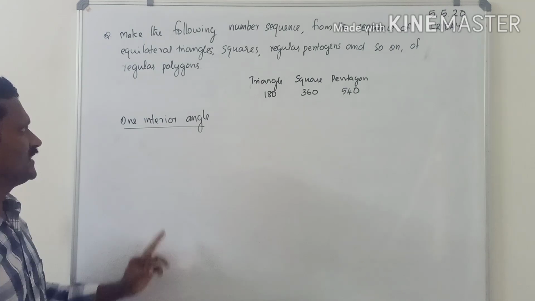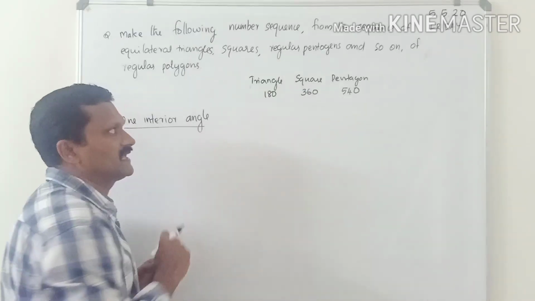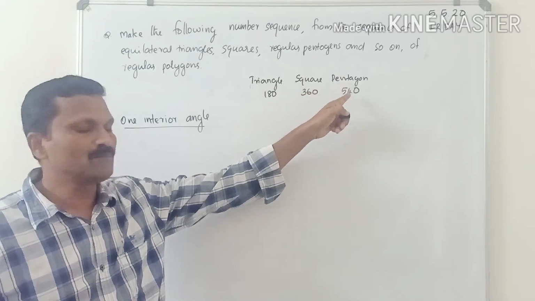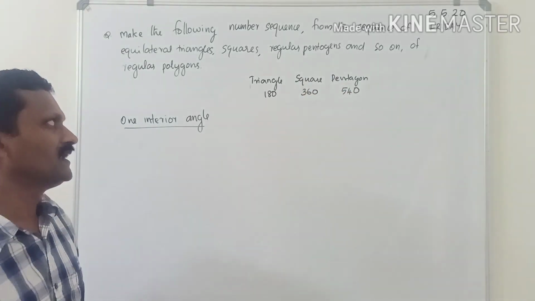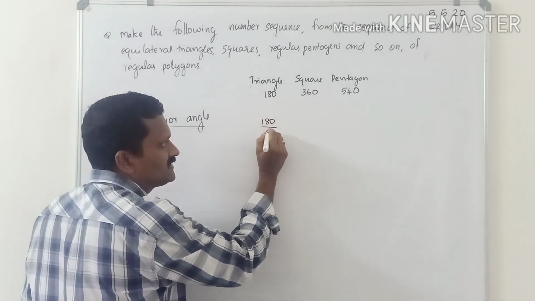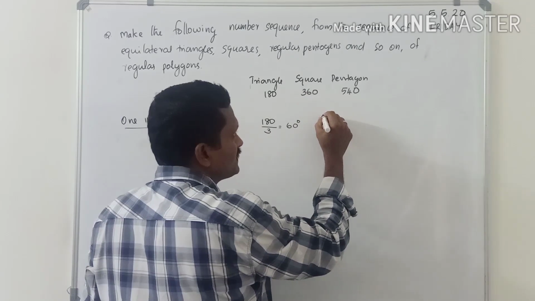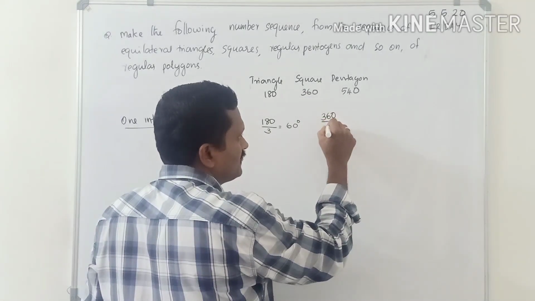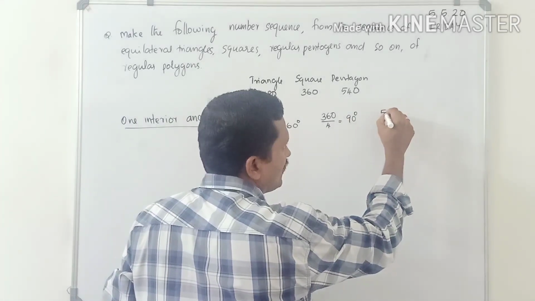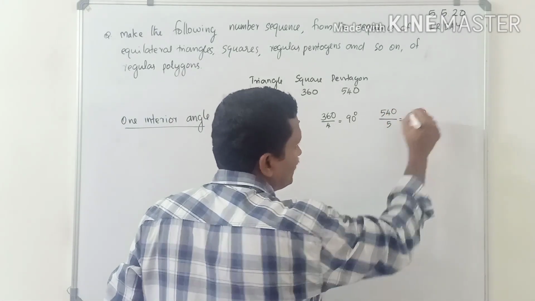Next, the sequence of one interior angle. We know that the sum of interior angles of a triangle is 180 degrees, square 360 degrees, pentagon 540 degrees. A triangle has 3 sides, therefore one interior angle is 180 divided by 3, that is 60 degrees. A square has 4 sides, so one interior angle is 360 divided by 4, that is 90 degrees. A pentagon has 5 sides, then 540 divided by 5, that is 108 degrees.